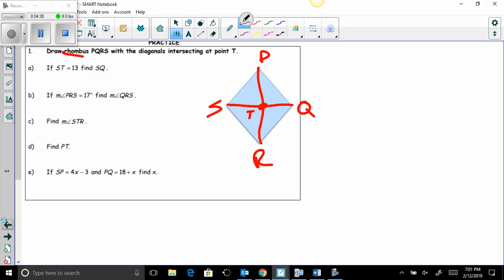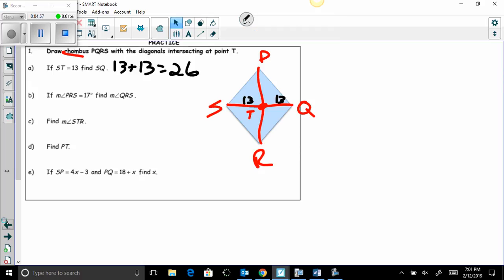So ST is 13. Find SQ. Well, ST is part of the diagonal, and don't the diagonals bisect each other? So if this segment is 13, this segment is 13, SQ is the whole thing. 13 plus 13 equals 26. If the measure of angle PRS, which is this one right here, is 17, what is the measure of angle QRS, which would be the whole entire thing right here?